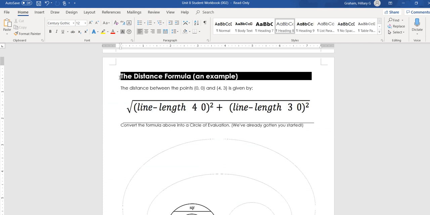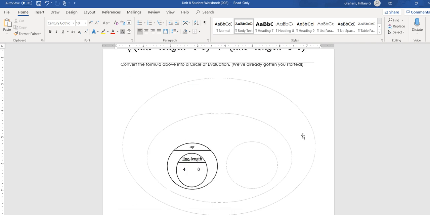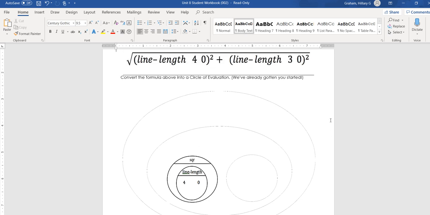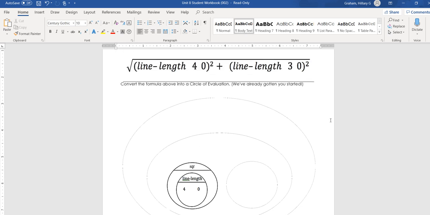So it says the distance formula, an example. The distance between 2 points, 0, 0, and 4, 3 is given by, so we have line length 4, 0, and we have line length 3, 0. Before I give you the answer, go ahead and try to put that distance formula example into the circle of evaluation. I'll give you a minute. I'll pause the video and go ahead and try that.